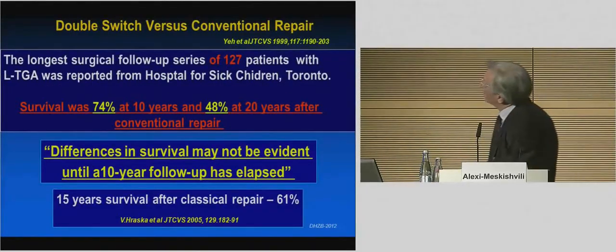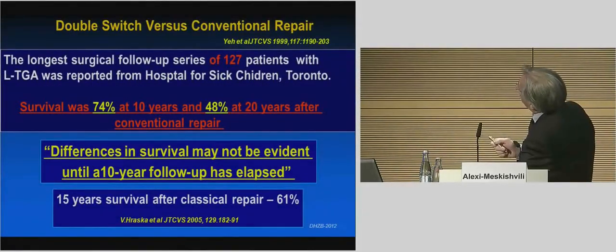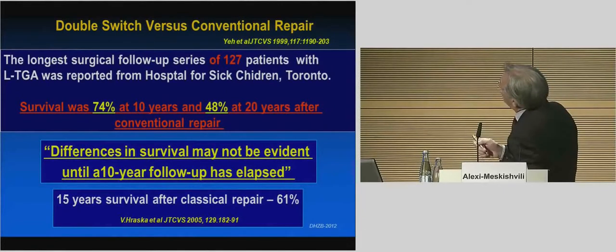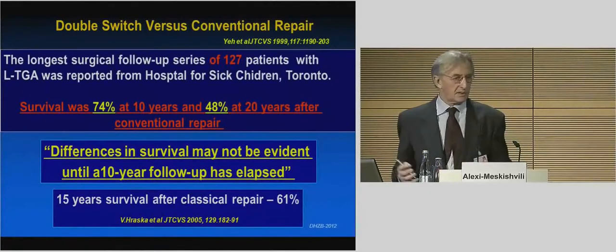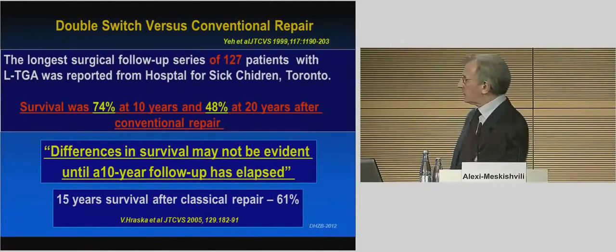And you see here, this is the longest series of 127 patients operated conventionally for corrected transposition. Survival is 74% at 10 years, and almost 50% 20 years after the normal conventional repair. And the difference in survival, they concluded, is not evident until 10 years of follow-up has elapsed. So it means that we have to wait at least 10 years to see what the really long-term results are.